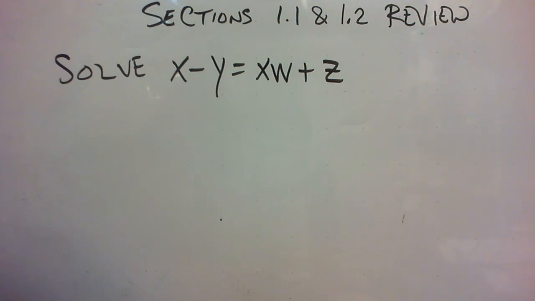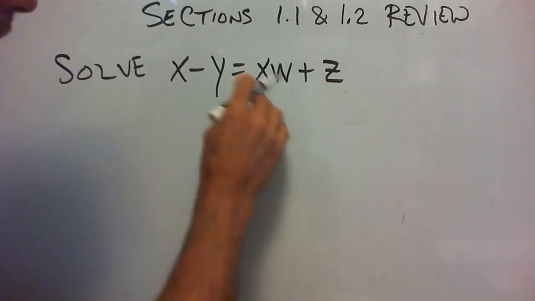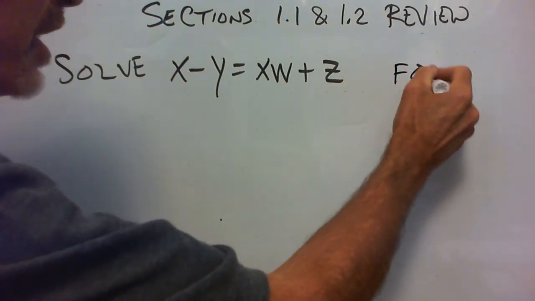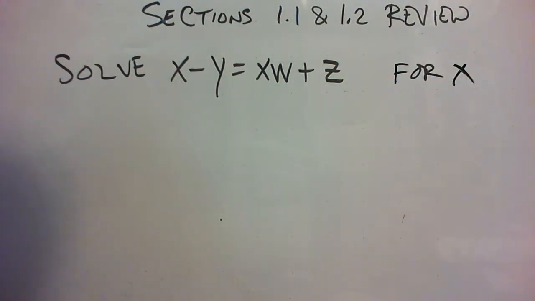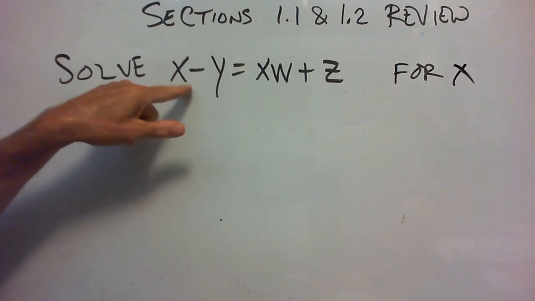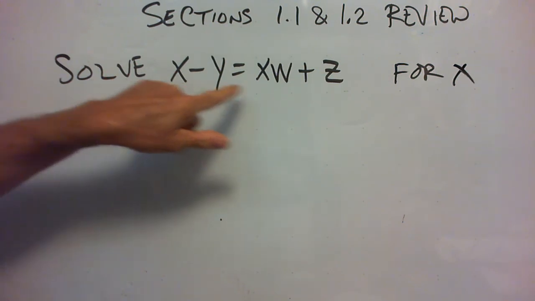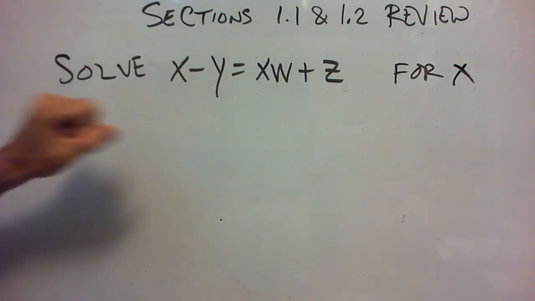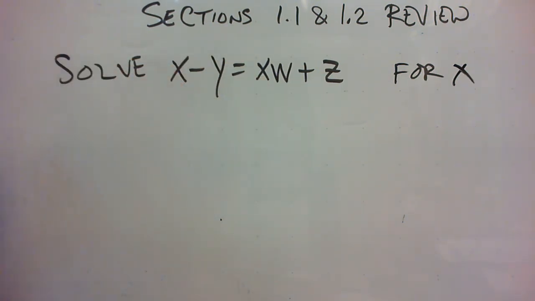Okay, one last problem here. Solve x minus y equals z xw plus z for the variable x. This goes back to the very first problem we did for this section, where you have multiple terms containing your variable. You'll want to get those together on one side and factor out that variable x. That's the only way you can solve this for x. So give that a try. Gather the x terms on one side, factor x out, and solve.